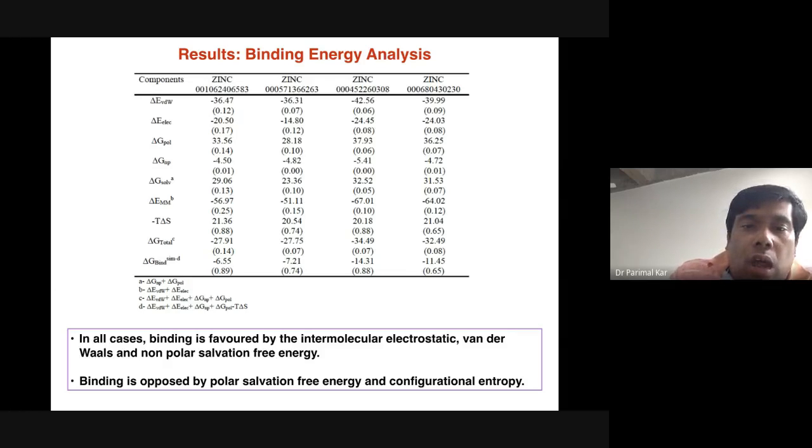Okay, so now we found a compound that has a binding energy of minus 14.3 and minus 11.54. So these two compounds are even better than what I showed previously, because that has an energy of minus 9 kcal per mole. So now we have identified two molecules that are even better than that. Currently we are testing these two in experiment. So experimental work is going on for these two compounds.